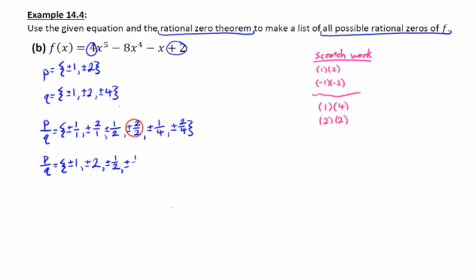1/4 is not a redundancy, but 2 over 4 is. That's just going to be 1/2. So we'll stop our list there with plus or minus 1/4, and this becomes the list of possible rational zeros of f.